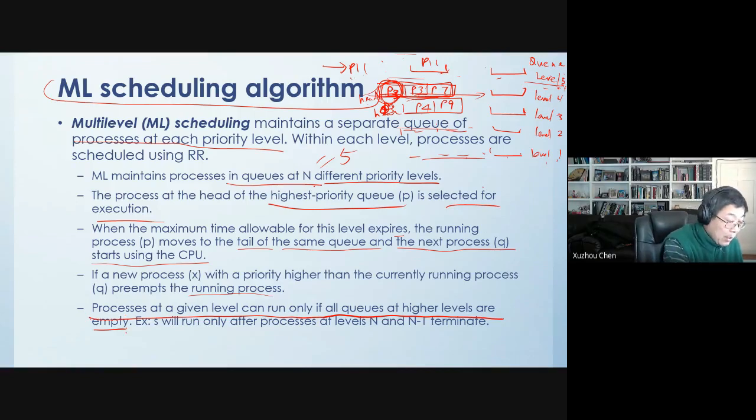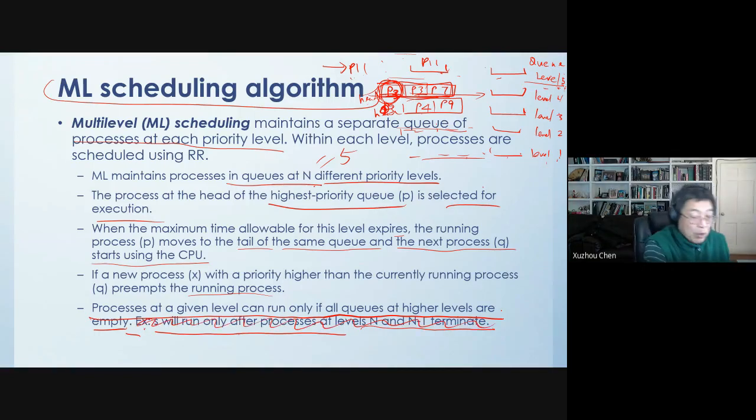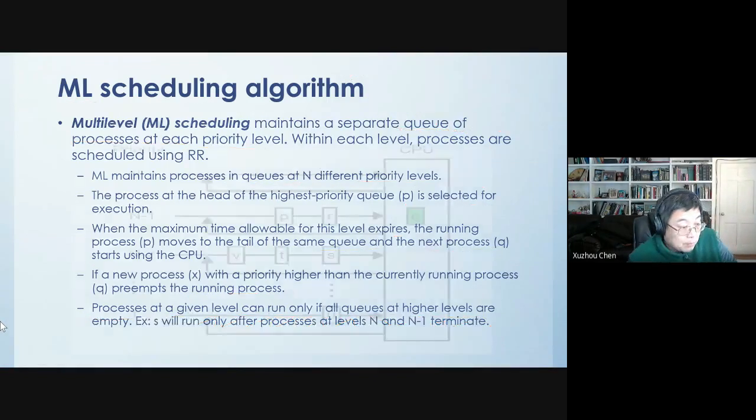So the example is that a process will run only after the processes at level n and n minus 1 terminate. So that's the example in the Zybook. Don't read that one, that's not the one we talk about. Now let's take a look at the example.